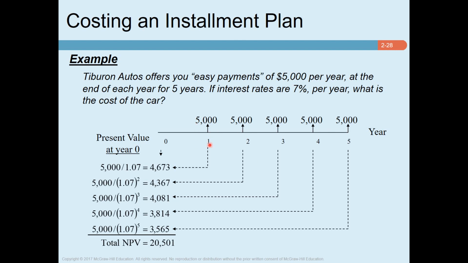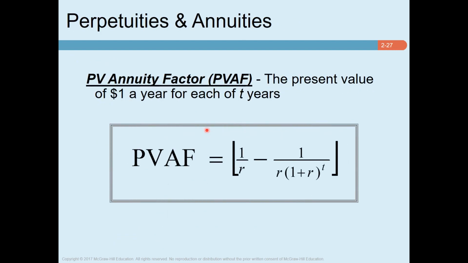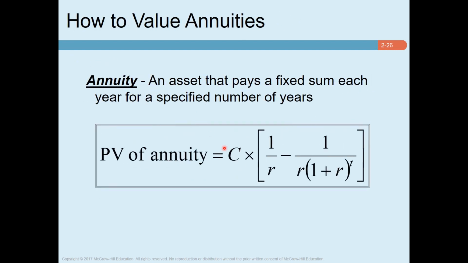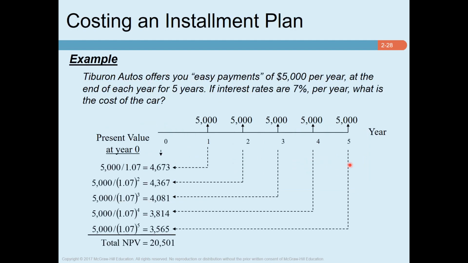So rather than going for a time-consuming process of calculating present value of each of these cash flows and summing them up, you can simply use the annuity formula to get the present value. Okay, so in that case, $5,000 will be your cash flow, this one, and you use interest rate and the time period, you can simply get the present value of these cash flows using the present value annuity formula.